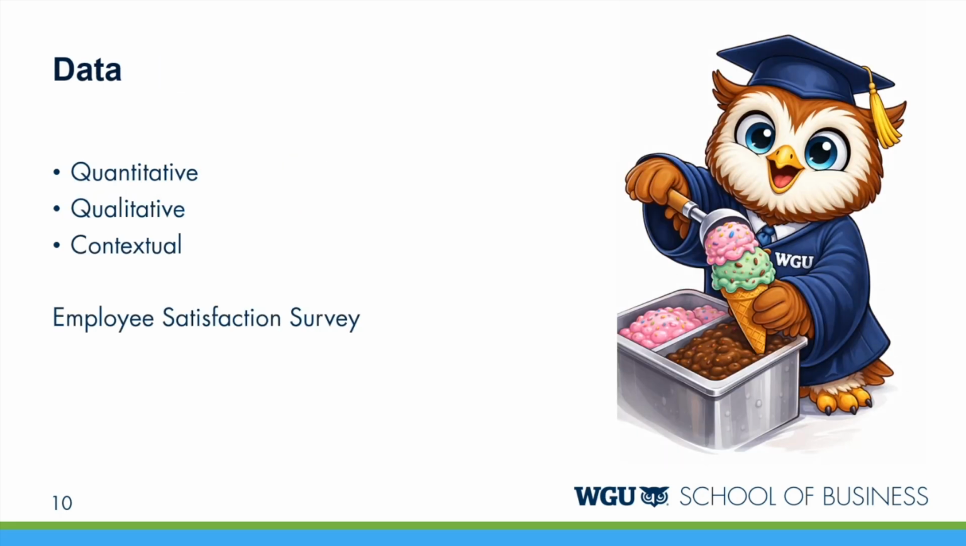Okay, then data. Task 1 requires you to use data to support your analysis. You can use quantitative data, which is something that can be measured, so specific numbers. Qualitative data can also be used. That could be people's perceptions or surveys that you're going to take. One of the examples is an employee satisfaction survey. And then contextual: you can reference other data from the scenario as well. They give you a lot of information in that scenario.